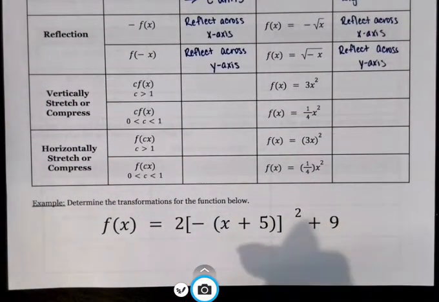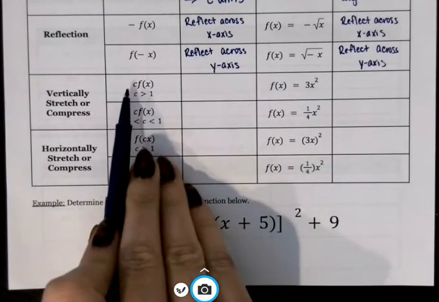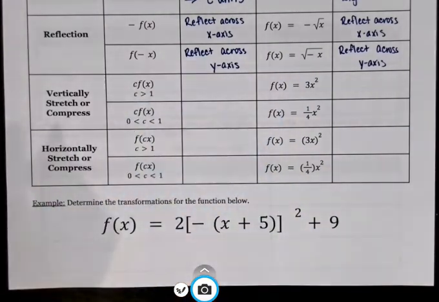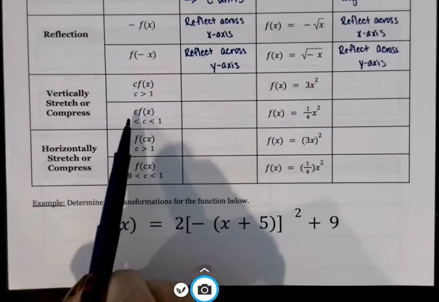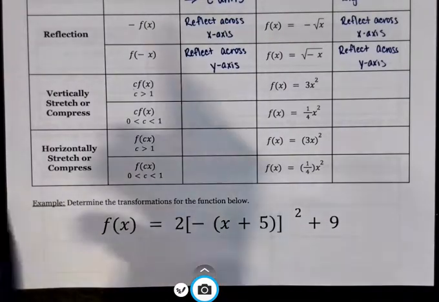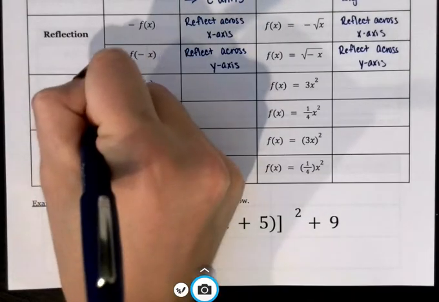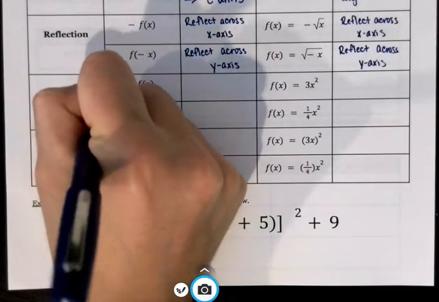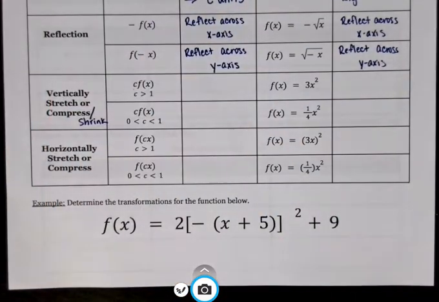Now we're looking at some stretching or compressing. So if we have a number that's being multiplied on the outside of our function, so it's out in front, it is a vertical stretch or shrink. So you can say compress or you can say shrink, whichever you prefer. Means the same thing. We're kind of squishing our graph.